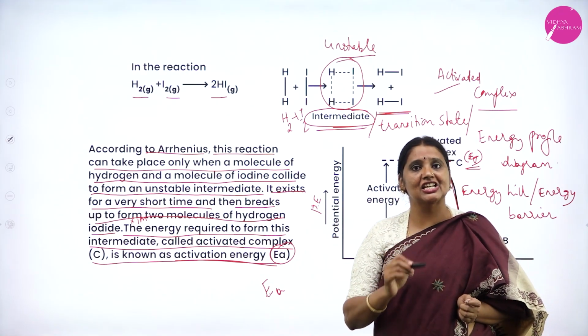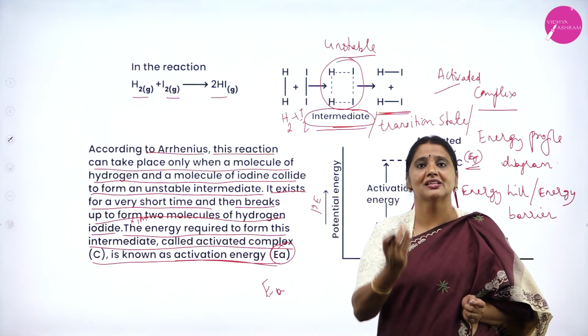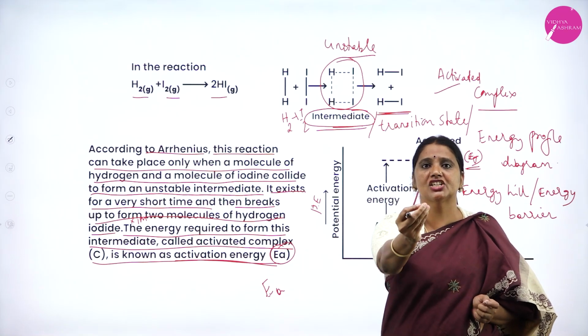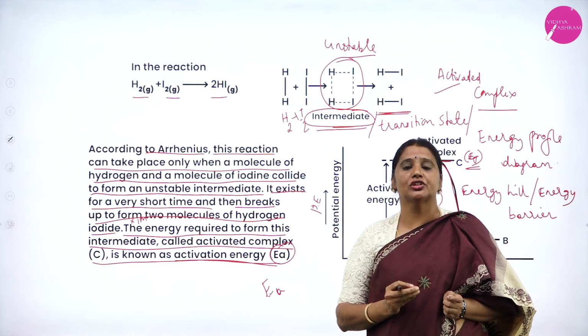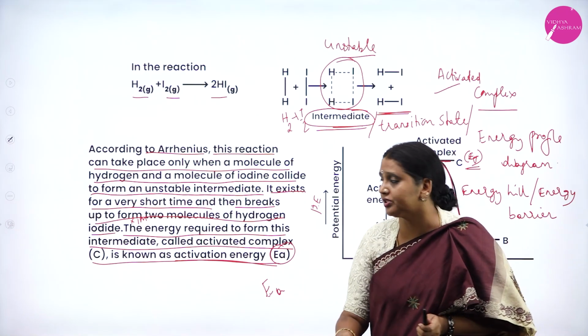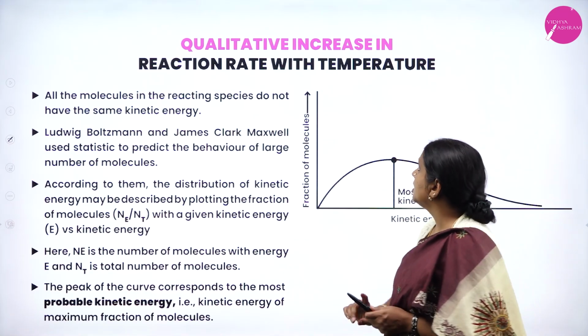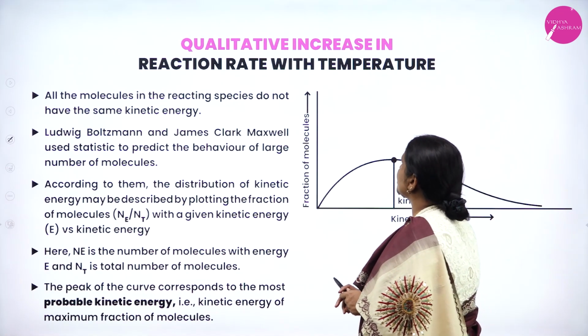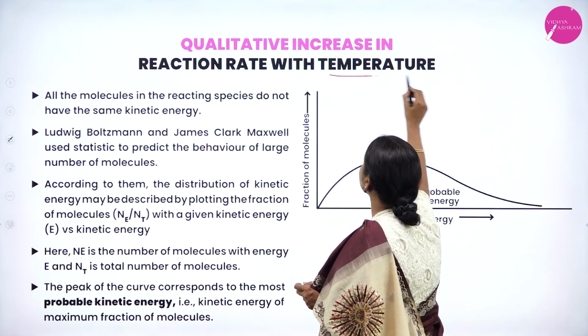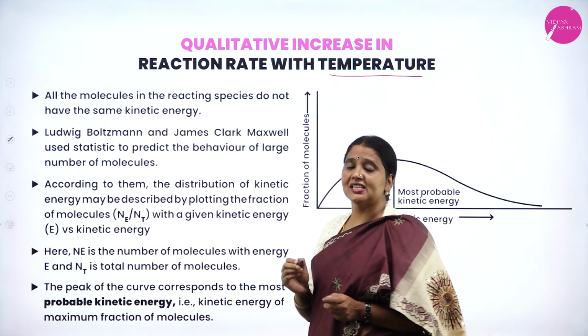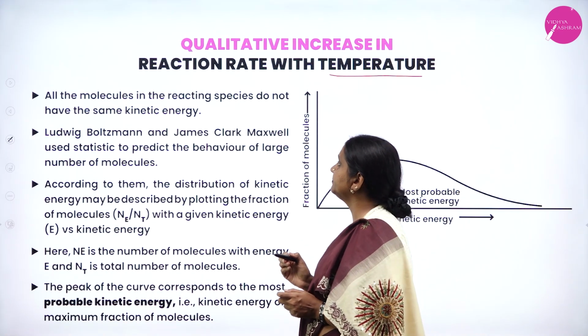To form transition state or to form activated complex, it requires energy. That energy is called as what? Activation energy, and it is denoted by EA. Now, qualitative increase of reaction rate with temperature. Now, I'll explain how temperature influences the reaction rate.